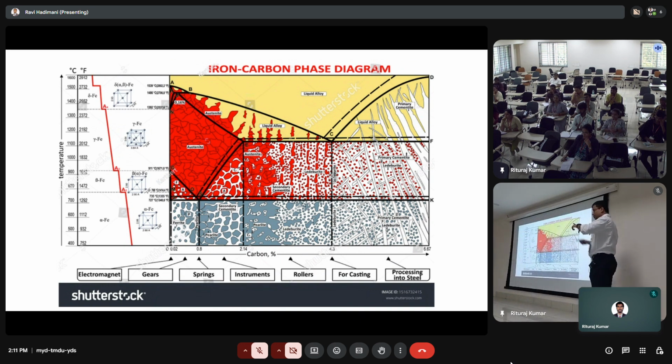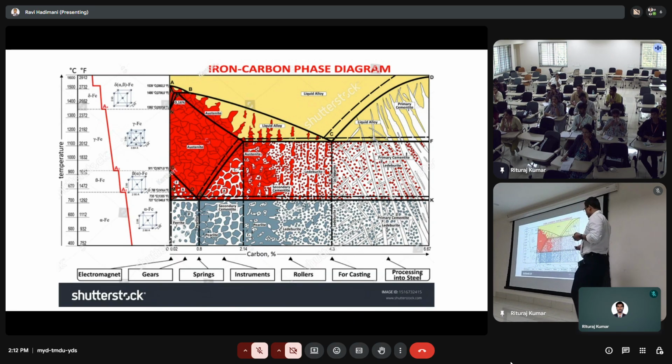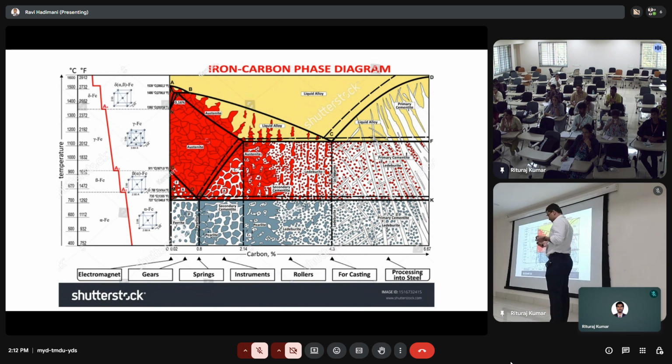microstructure. I showed you in one of the slides how the ductility increases as you go from martensite all the way to austenite, and the hardness increases from austenite to martensite, right? But if you take a martensite and anneal it, you may change its microstructure, and hence you can change its properties as well.